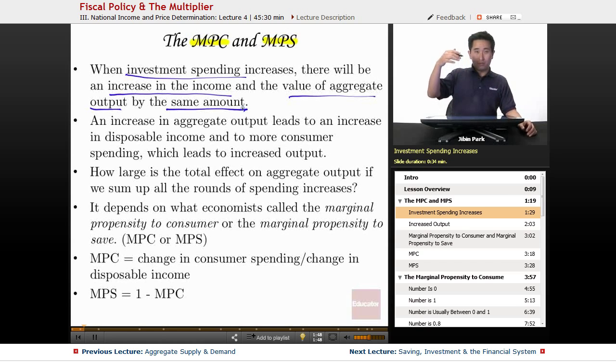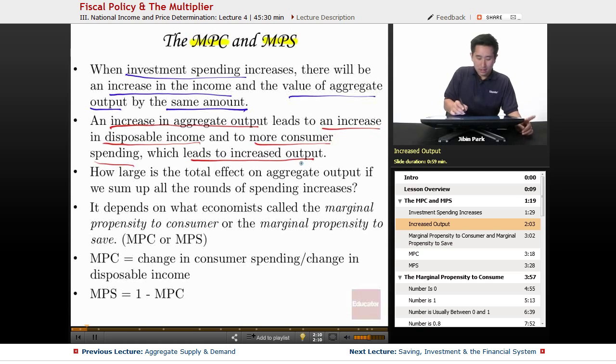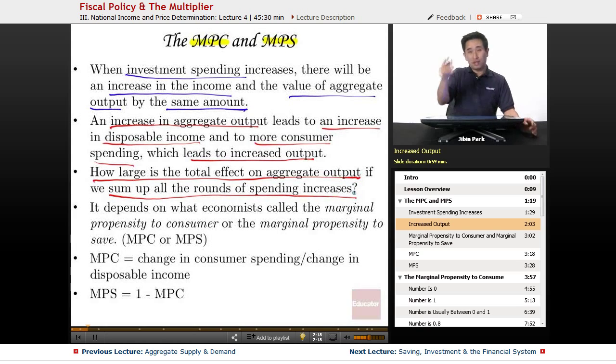So when more money is spent into the economy, it adds to the output, but guess what? That output also is going to lead to income, and it's going to circulate right back. The question is to what extent? By how much is it going to go back into the economy? So an increase in the aggregate output leads to an increase in disposable income and to more consumer spending, which leads to increased output. However, how large is the total effect on aggregate output if we sum up all the rounds of spending increases? So if we keep on cycling it up, what is the total impact that $50 million invested into the economy is going to create?